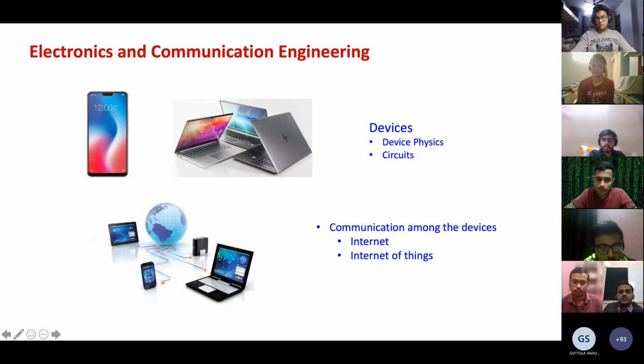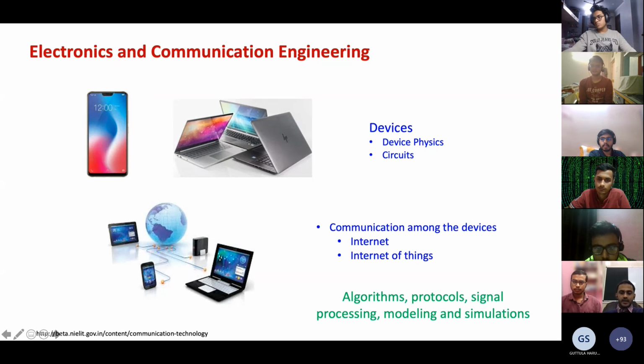So electronics and communication engineering is essentially, in very crude terms, applied physics and applied maths. This is all about your BTech degree, but it's a vast field nowadays, and it also involves various algorithms, protocols, signal processing, and one of the most important aspects in electronics and communication engineering is modeling and simulation of devices and communication systems. So it's also very crucial to learn computational techniques to properly understand and contribute in electronics and communication engineering. Okay.